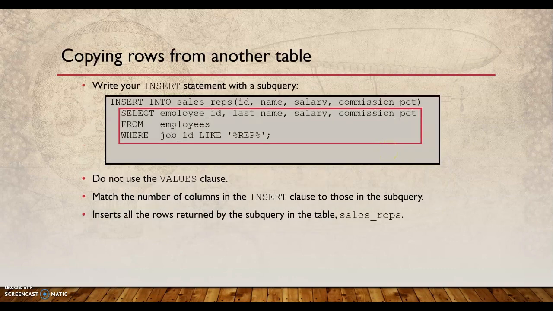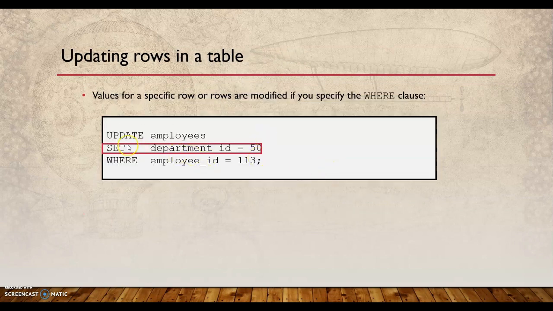Similarly, you can copy specific rows from a table into another table. First you need to have the table created, and then you can issue the insert. In this case, it is going to insert all the columns where the job ID is something like REP. So this is for copying, and then you have the update.